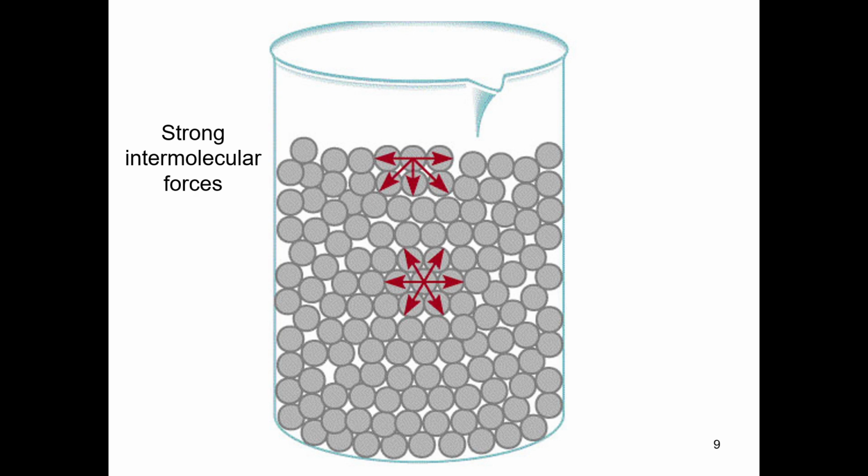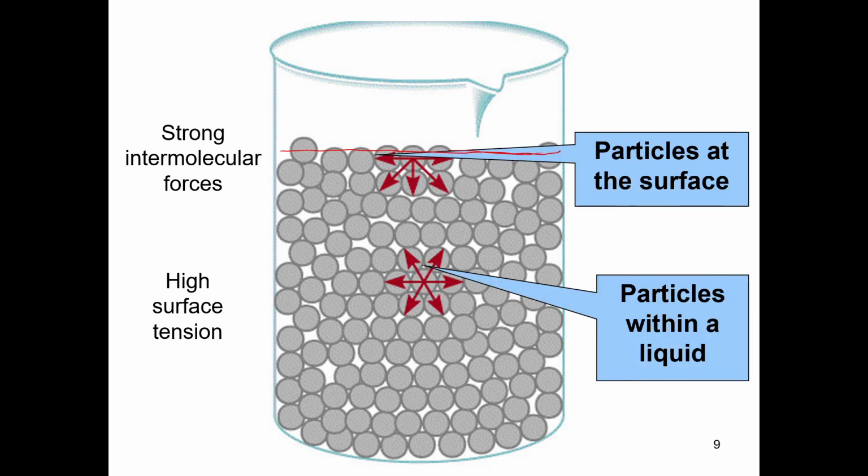So strong intermolecular force. Okay, bila ada stronger intermolecular force, surface tension akan jadi lebih kuat sebab dia akan mewujudkan satu permukaan yang tegang di atas tu. Okay, this one particle at the surface are pulled from inner and sideway. Kalau di dalam, dia akan pull in all direction.